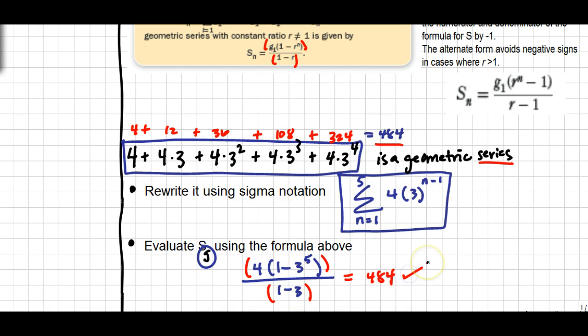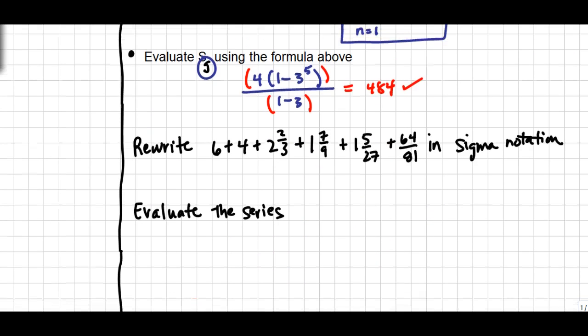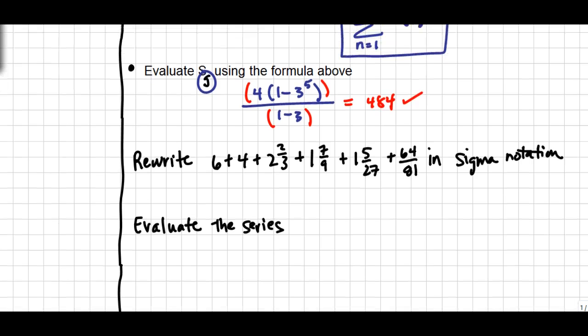So we got the answer we expected. So know that in those situations you can either add up the terms, or if it says use a formula, then we're going to use the formula. Either way, we should get the same answer. Let's try it again when the numbers aren't quite so easily figured out.